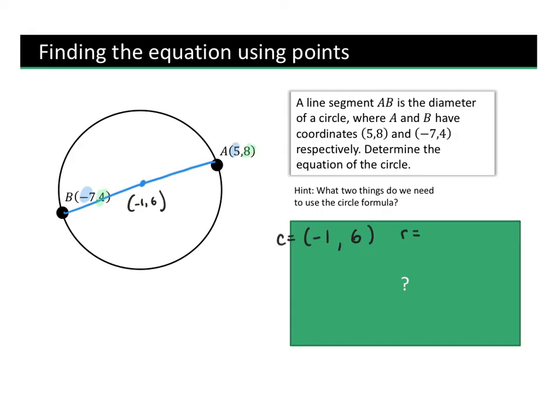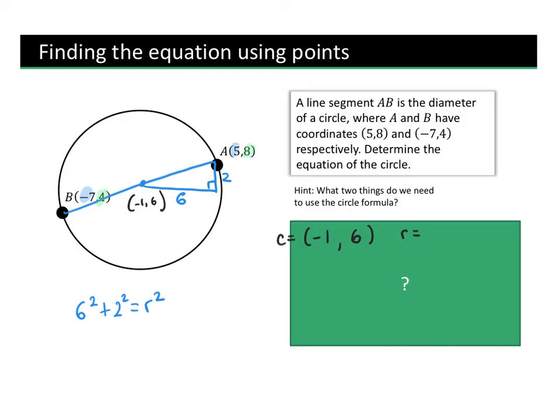Now, lucky for me, I know that if I've got 2 points, I can draw a triangle. And from minus 1 to 5, my distance is 6. And from 6 to 8, my distance is 2. So I can use Pythagoras. 6 squared plus 2 squared equals our radius squared.